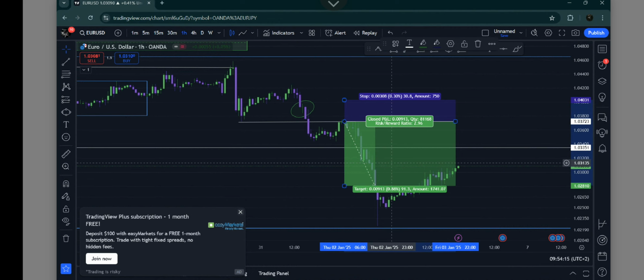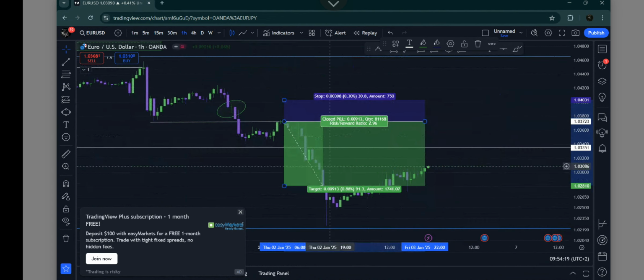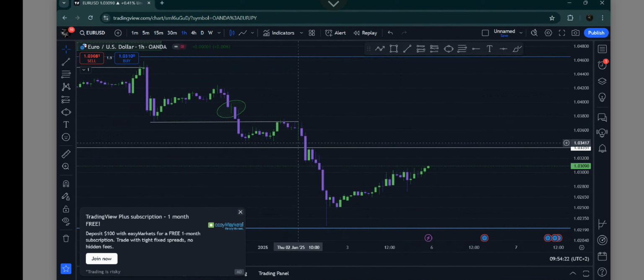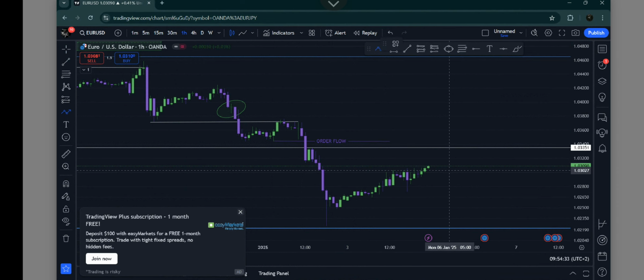So this was a missed idea by EURUSD, but this week I will be looking for price to retest towards this order flow here, right? I'm looking for price to retrace towards this order flow, then immediate push towards the downside. So something like this for me to take this sell trade towards the swing low.